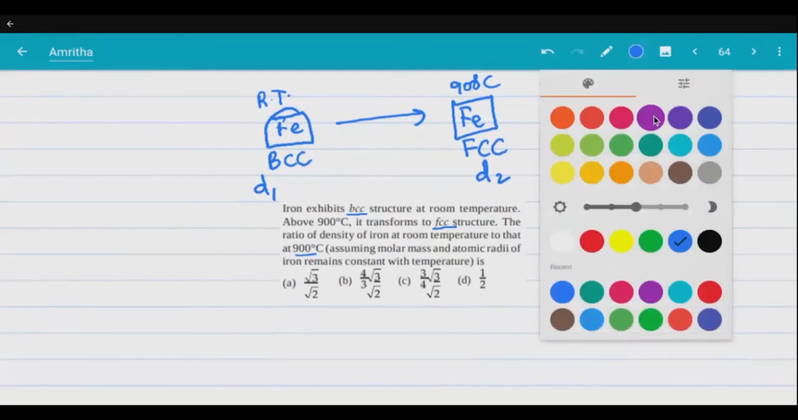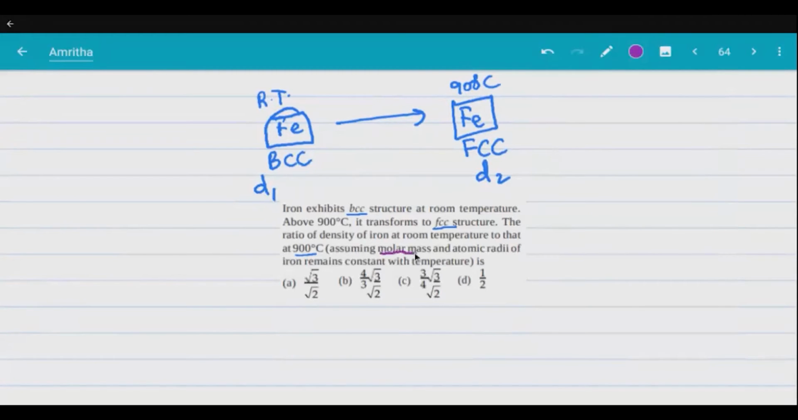Yes, no doubt. Molar mass of iron is not getting changed, right? If you heat iron, is there a change in mass? Molar mass? No. Per 1 mole it is same, right? And atomic radius? Yes, we are assuming it is also same. Atom is not extended. Atom is not compressed. So atomic radius is same, molar mass is same. Then what is the ratio of density?